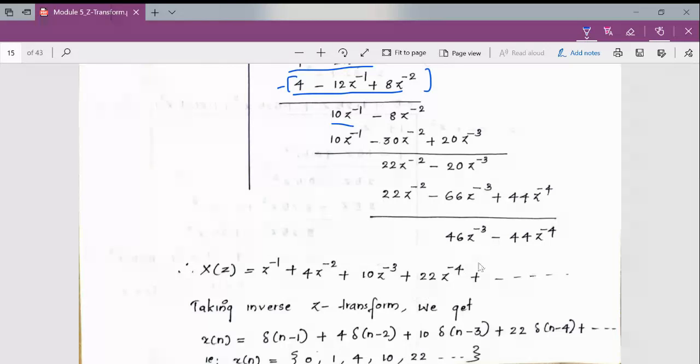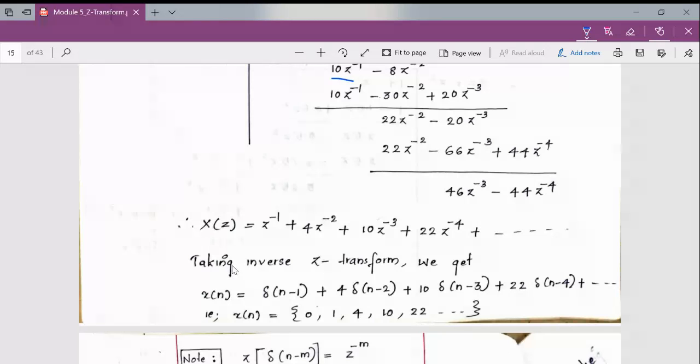Now what we have to do is take the inverse z transform. From the basic z transform pairs, we know that the inverse z transform of z raised to minus m is delta of n minus m. If we apply that formula here, the inverse of X of z is x of n. Here it is of the form z raised to minus m. In the place of m it is given 1. So z raised to minus 1 means delta of n minus m, that is n minus 1. So we have to write like that.